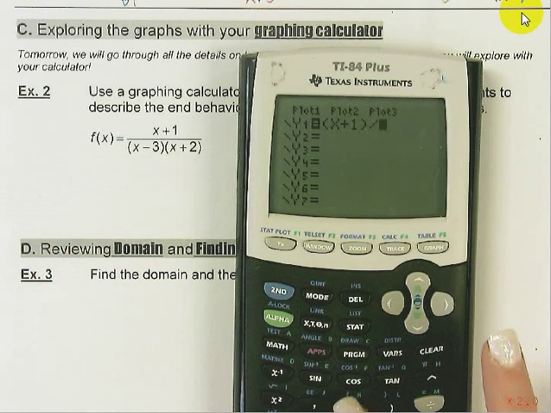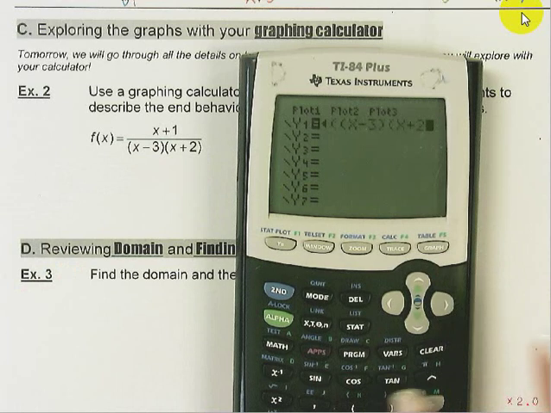So I'm going to do double parentheses. And then my x minus 3 will be in the first one. And then I'm going to do another x plus 2. Going to close the x plus 2, and now I'm going to close the entire denominator. So that's kind of important to be able to do.